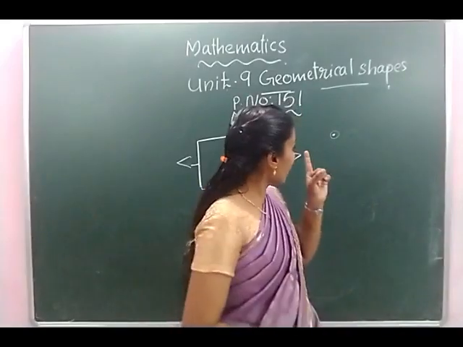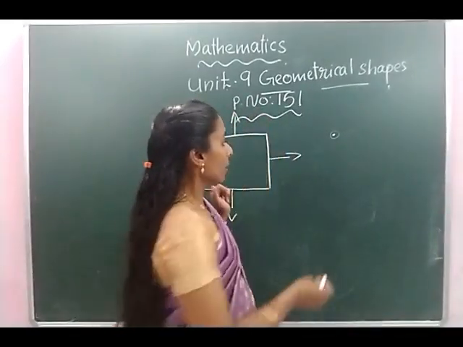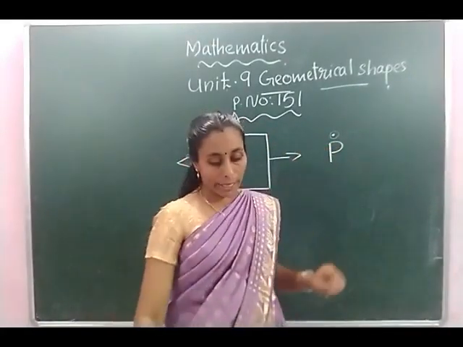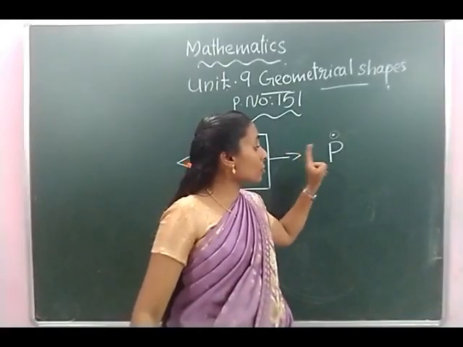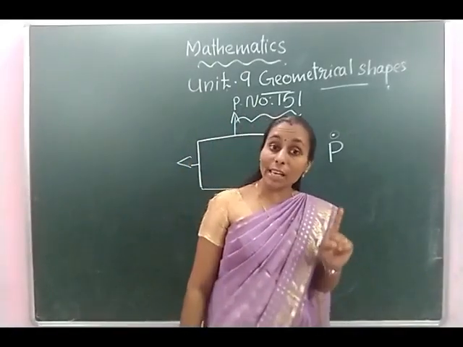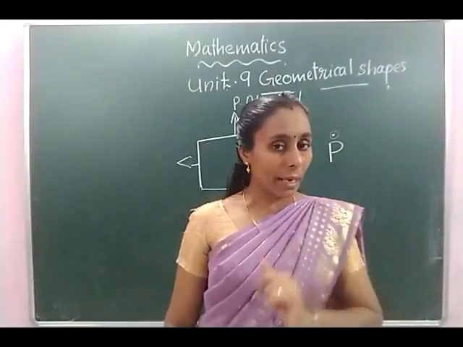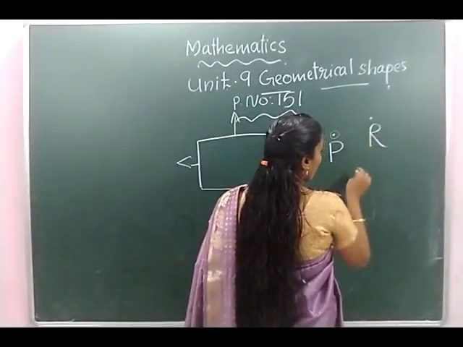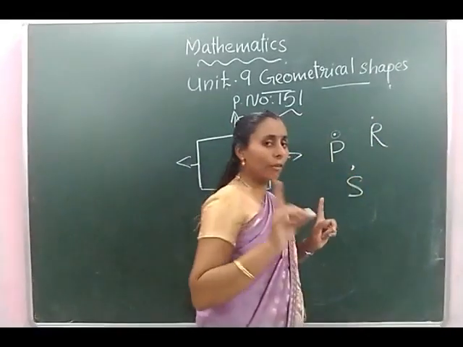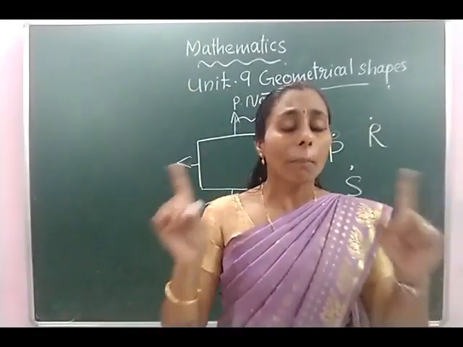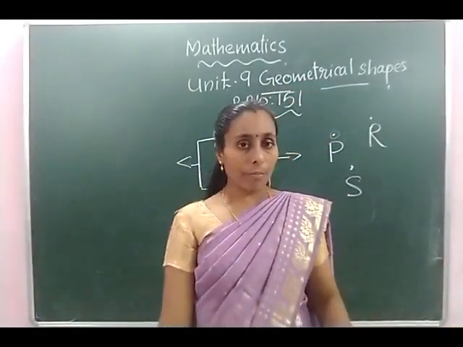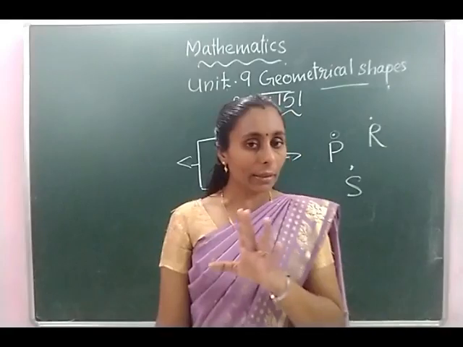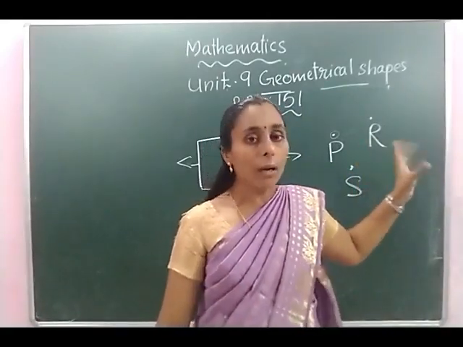Then how can we name this point? We can use a capital letter to name a point. This is point P, then point R, point S. Any capital letter from A to Z we can use, but it should be a capital letter. By using a capital letter, we can give a name to a point.